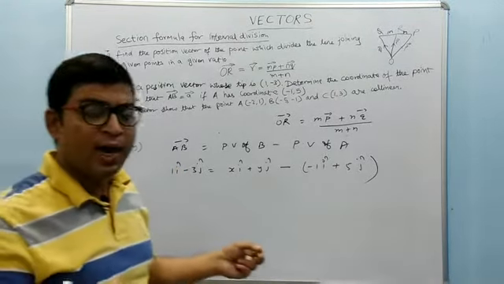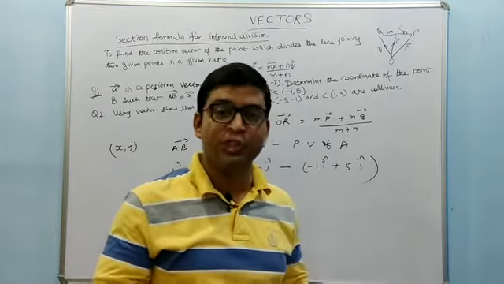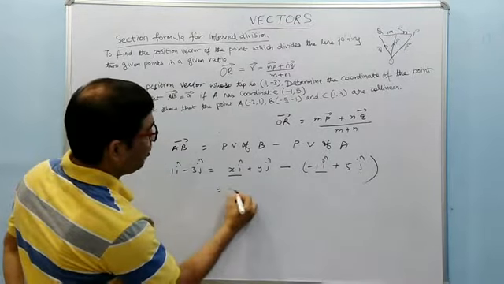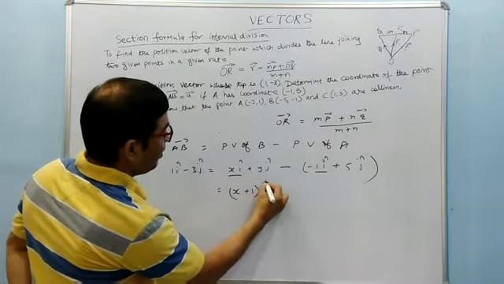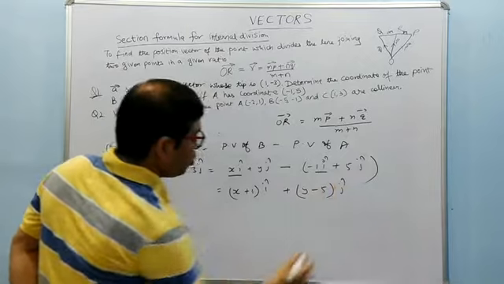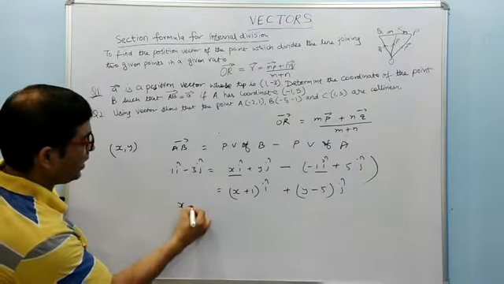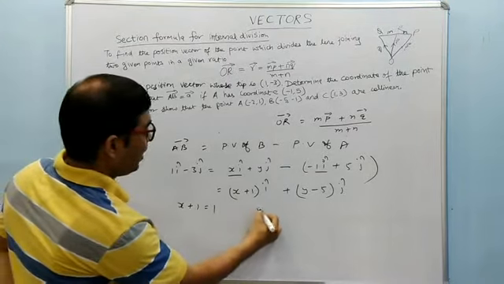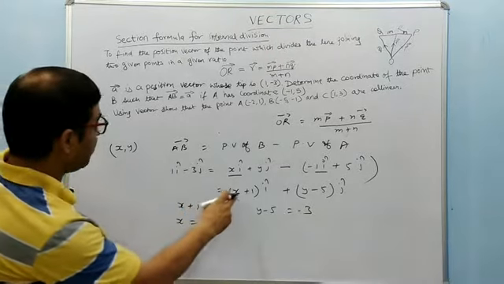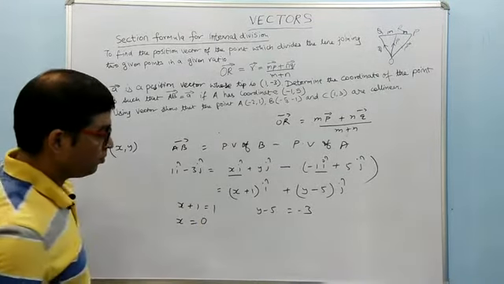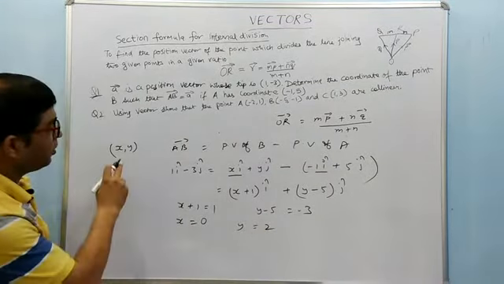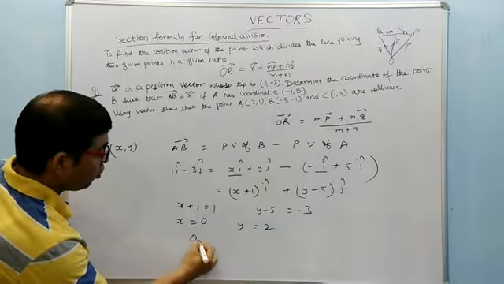Now you just equate the i coefficients and the j coefficients, and you will easily get x and y. See, here we can combine these two, that is coming out to be x plus 1 i and here y minus 5 j. So on equating, x plus 1 is coming out to be 1 and y minus 5 is coming out to be minus 3. So x is coming out to be 0 and y is coming out to be 2. So the coordinate of B will be (0, 2).